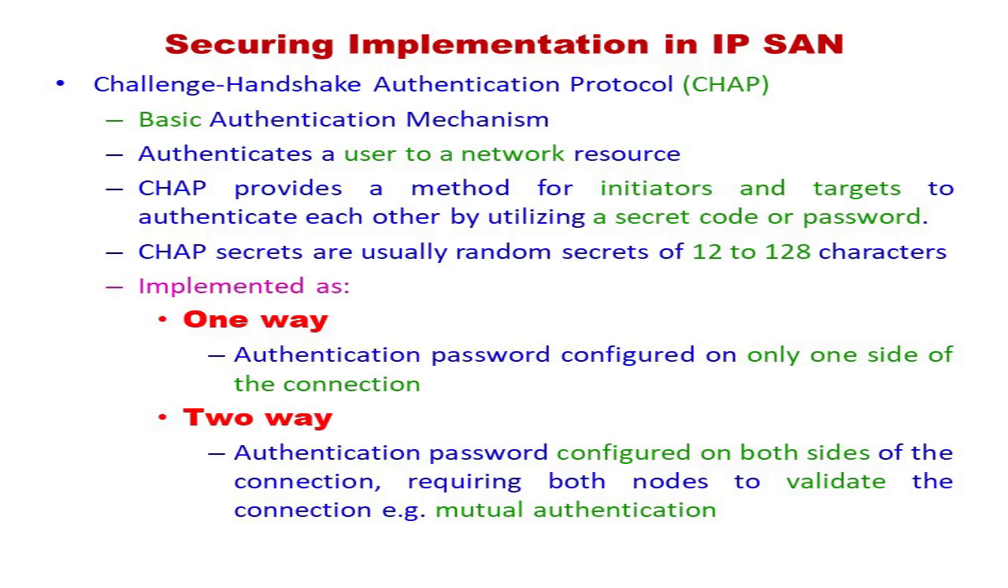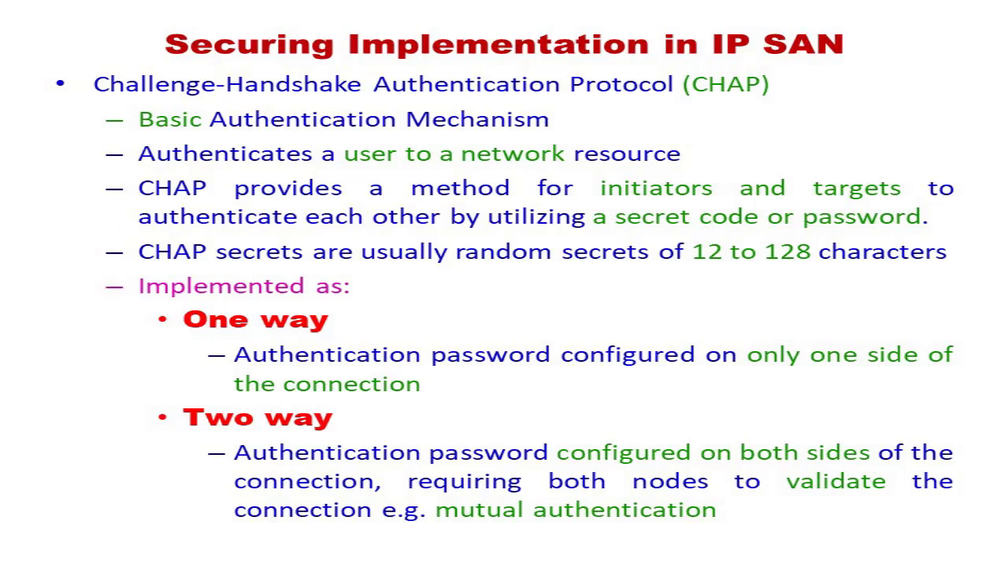Securing implementation in IP SAN. Challenge Handshake Authentication Protocol, CHAP, which includes a basic authentication mechanism, authenticates a user to a network resource. CHAP provides a method for initiator and targets to authenticate each other by utilizing a secret code or password. CHAP secrets are usually random secrets of 12 to 128 characters. It is implemented either one way or two way.